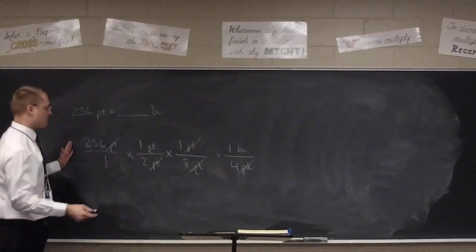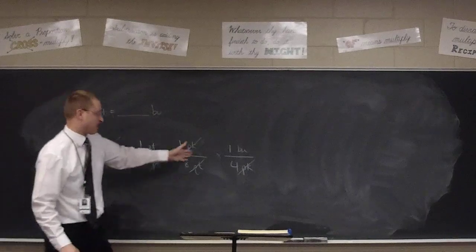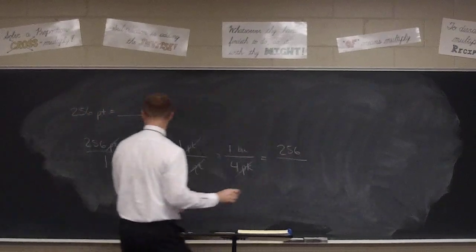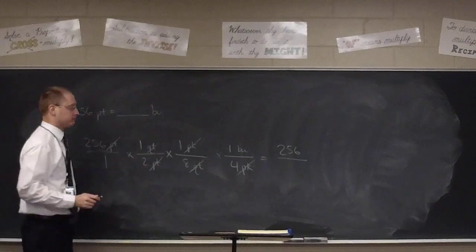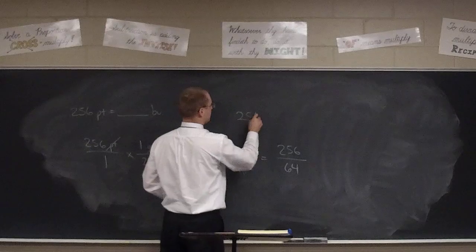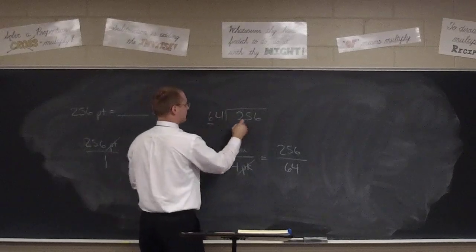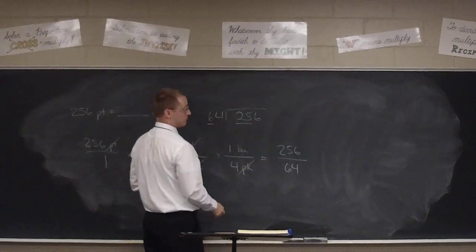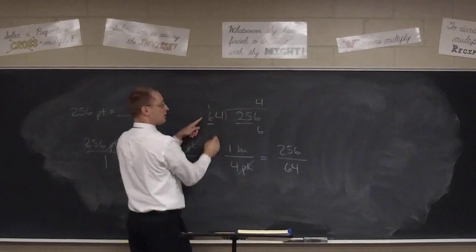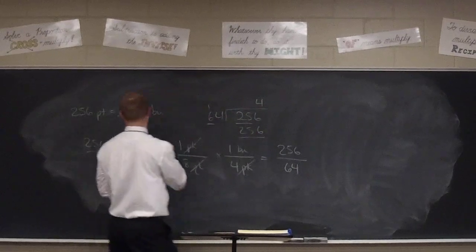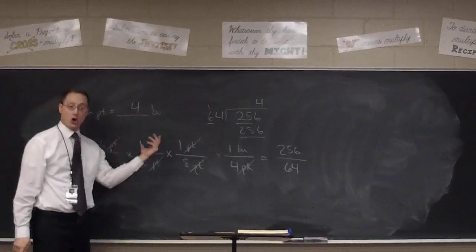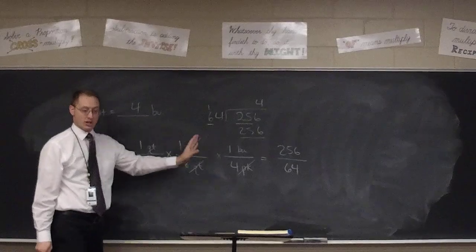All right, so when we multiply across the top, 256 times 1 times 1, 256. And in the bottom, 1 times 2 times 8 times 4, 64. And we just have to divide 256 by 64. 4. So apparently 4 bushels. So he kind of does the whole problem all at once for you, just doing one progression at a time.